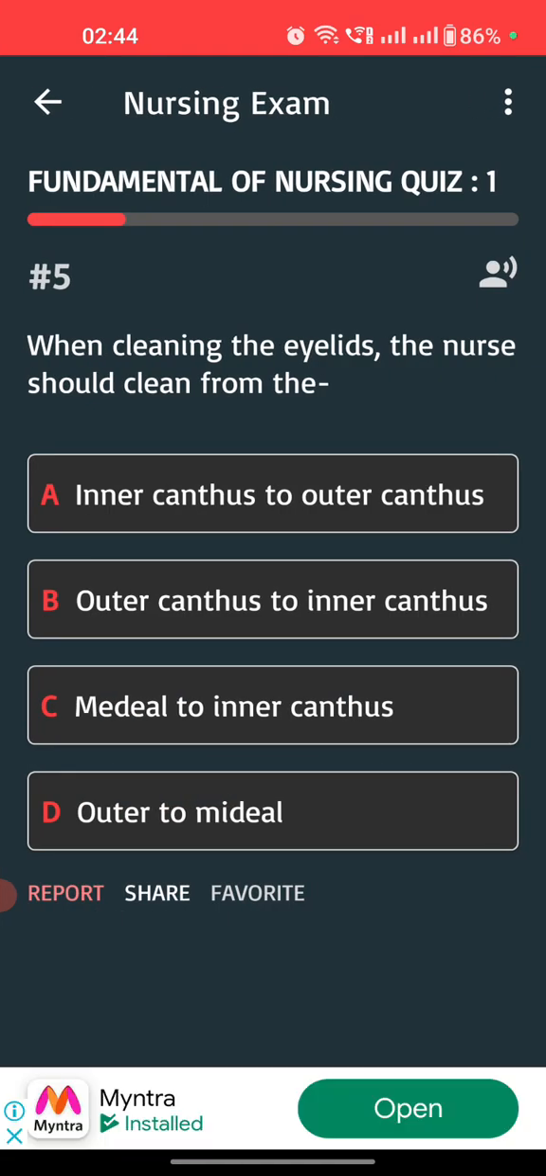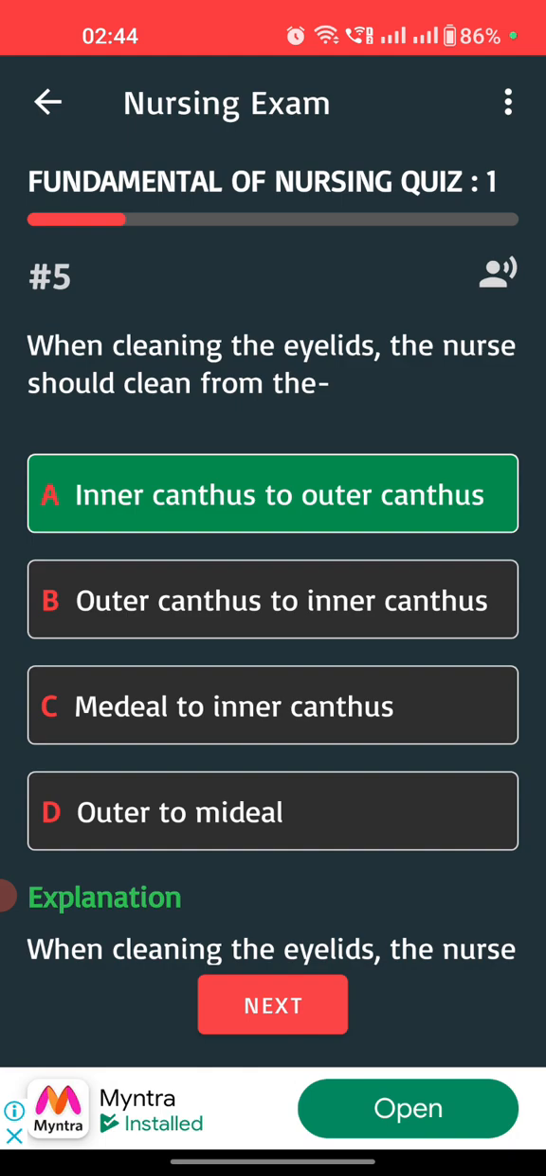When cleaning the eyelids, the nurse should clean from the A. Inner canthus to outer canthus, B. Outer. Correct answer. When cleaning the eyelids, the nurse should clean from the inner canthus toward the outer canthus so as not to introduce debris or dirt into the lacrimal ducts that could cause an infection.